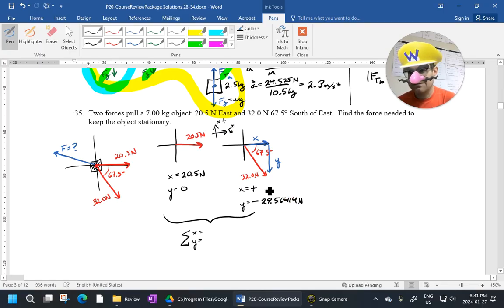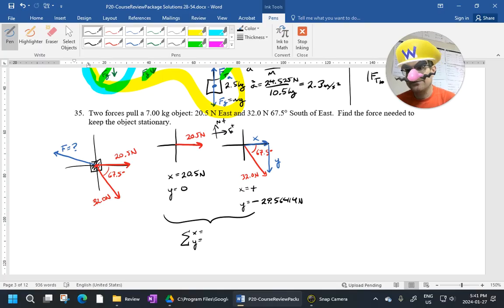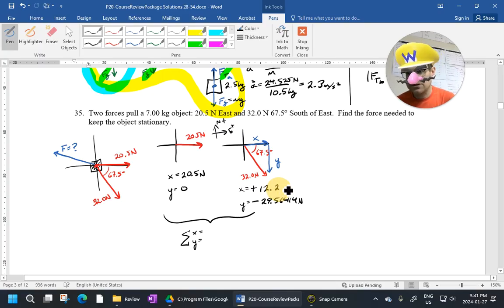6414. Okay, I'm going to keep some decimals there because my calculator is not the best. 32 cos 67.5. So I get 12.24586 newtons. Okay, then I'm going to add those up. Add all the x's. So I get 32 point. That's a positive number. That's going to be important for later.